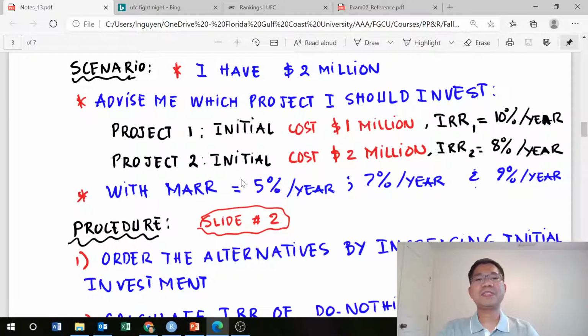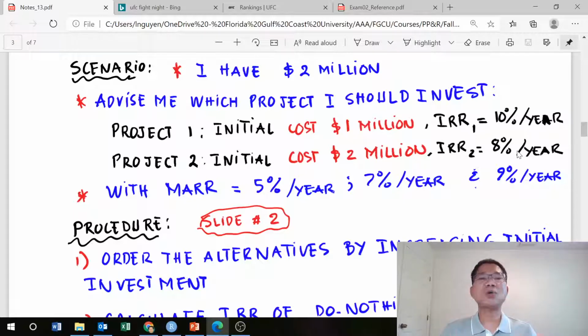How about 5% per year? Minimum attractive rate of return, 5% per year. Should I go with project 1 again, or should I go with project 2? Now, let's see project 2. What if I go with project 2 with my minimum attractive rate of return at 5%? So as you can see, with 5% as the MAR, both project 1 and project 2, in my perspective, are financially viable because they are greater than my 5%. Make sense? 10% greater than 5%, 8% greater than 5%. So both 1 and 2 are financially viable.